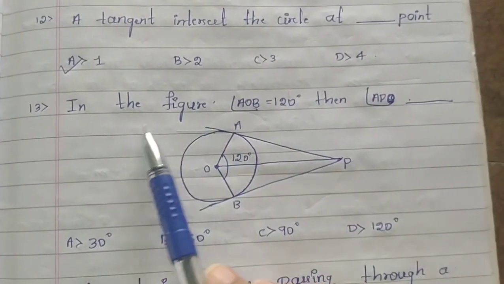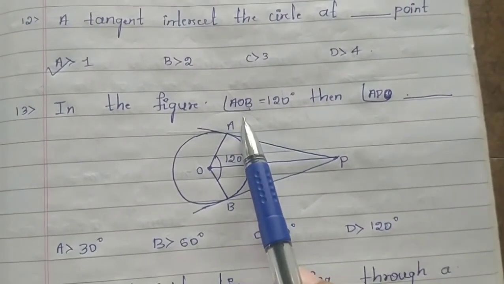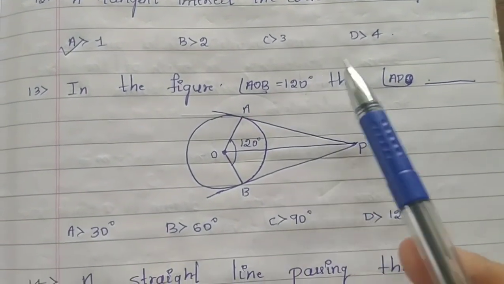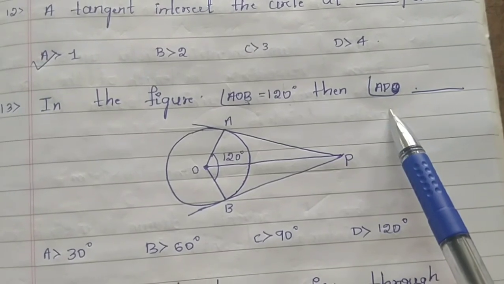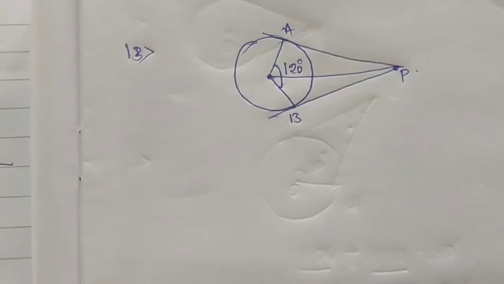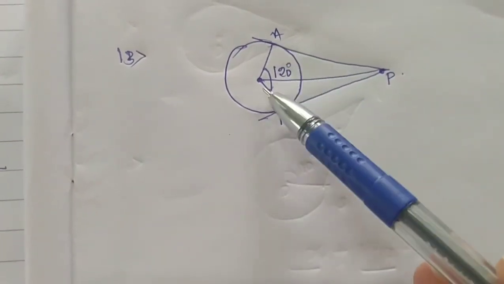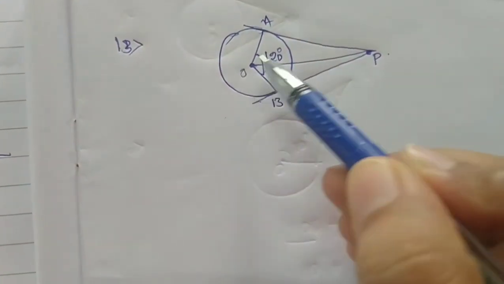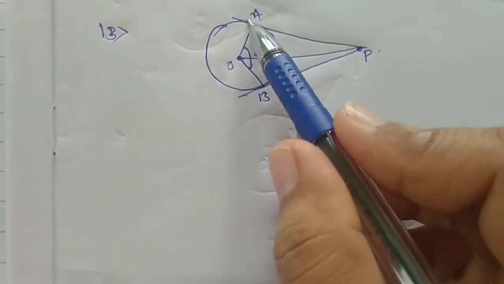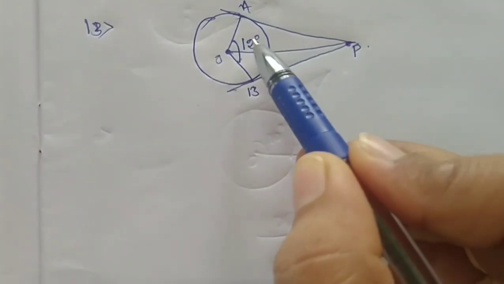Okay, so now we'll see the next question, that is in the figure angle AOB is equal to 120 degree, then you have to find the value of angle APO. Okay, so in this figure they have given the value of angle AOB. Angle AOB value is 120 degree. You have to find the value of angle APO, right?